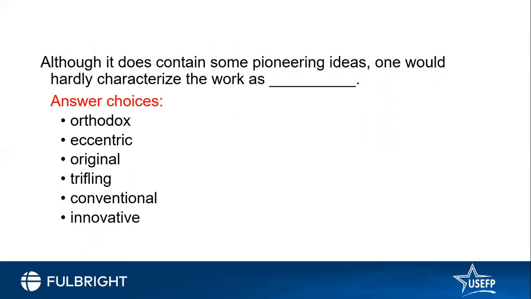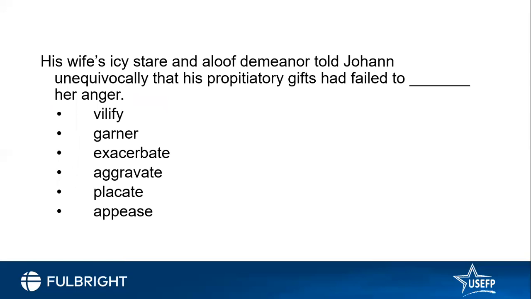Next, although it does contain some pioneering ideas, one would hardly characterize the work as dash. Although is a trigger word. With pioneering ideas, we need to find the opposite of pioneer: orthodox, eccentric, original, trifling, conventional, innovative. One would hardly characterize it as original or innovative. So although is a trigger word, but one would hardly characterize it so. We need to find similar words with the meaning of pioneer, so original and innovative are the two answers.